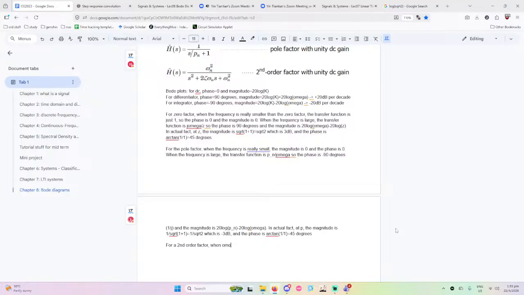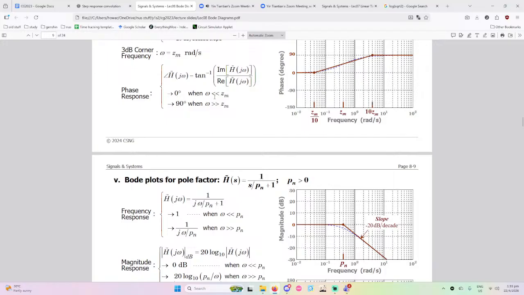How about the phase of H(j omega)? The phase of it is equal to the phase of the numerator minus the phase of the denominator. What is the phase of the numerator here? The phase of omega n squared is 0, right? So we have 0 minus the phase of the denominator, which is arctangent of 2 theta omega n omega divided by omega n squared minus omega squared. So this is the actual phase response. Is it correct?